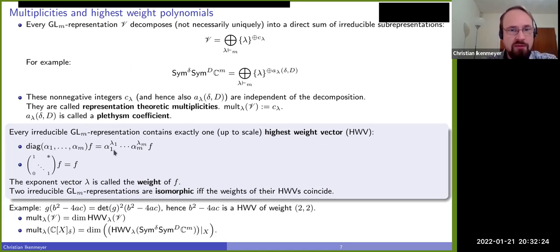Now, those vectors are extremely nice because two irreducible representations are isomorphic if the weights of their highest weight vectors coincide. And for example, one of the highest weight vectors is the discriminant b squared minus 4ac. As I said, if you act on the discriminant, then the discriminant is rescaled by the determinant squared. And this means that the discriminant is in fact a highest weight vector of weight 2, 2.